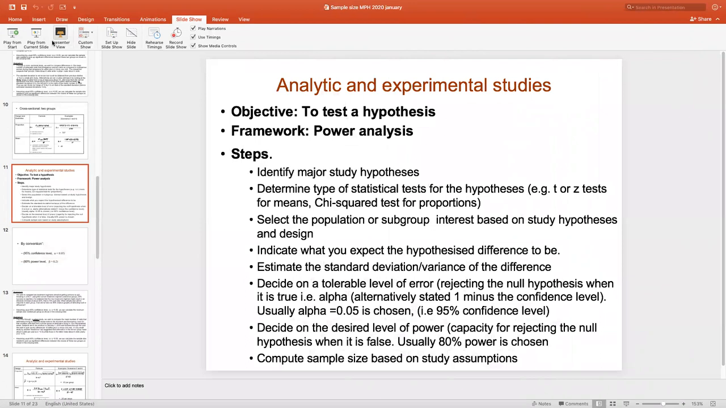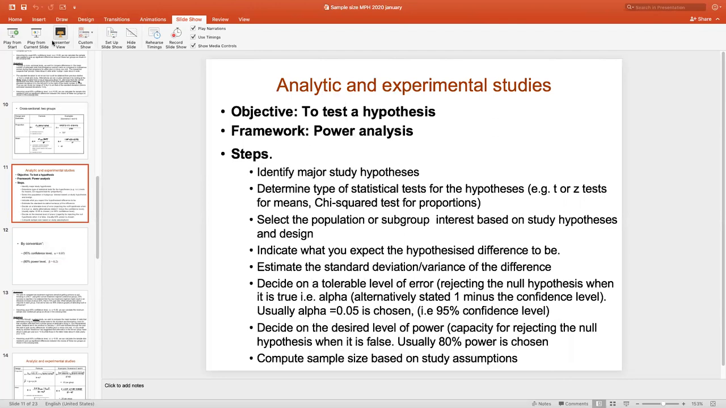Now, the more complex your study designs, the more complex the calculation, even though it's not too complex. And for analytic studies, which are studies from your epi, things like your case control study, your cohort study, your randomized control study, even your meta-analyses and so on, these are analytic studies. The randomized control trial being an experimental study. The approach is called a power analysis. It's called that because you have to take into account the ability to detect differences.